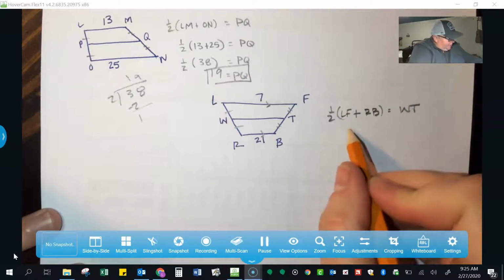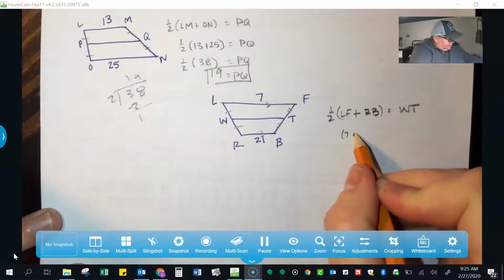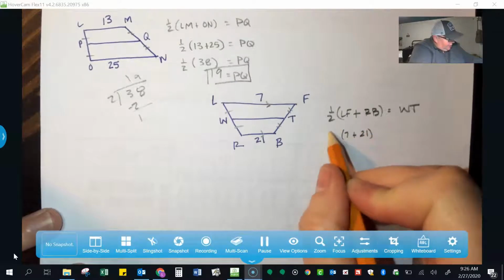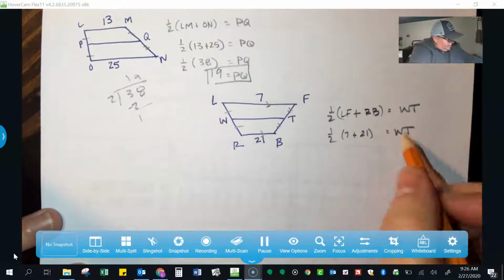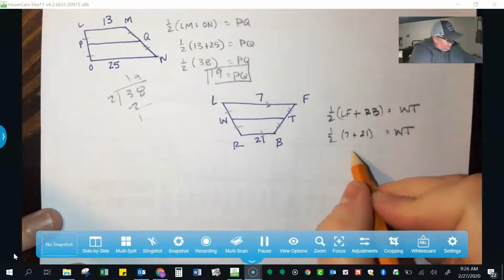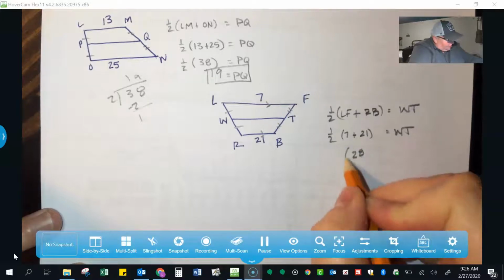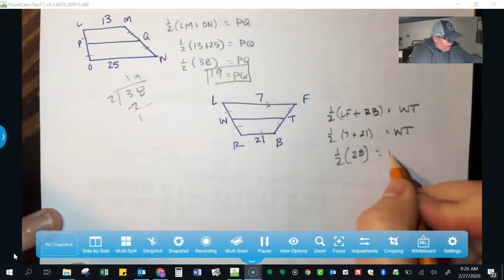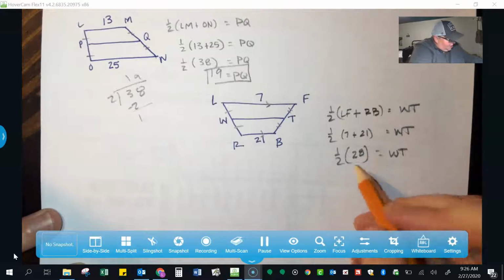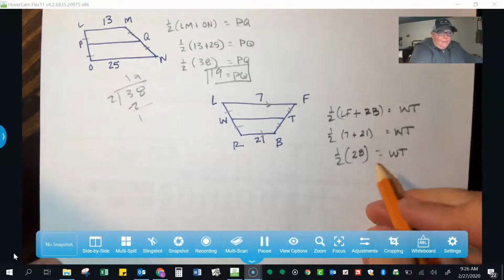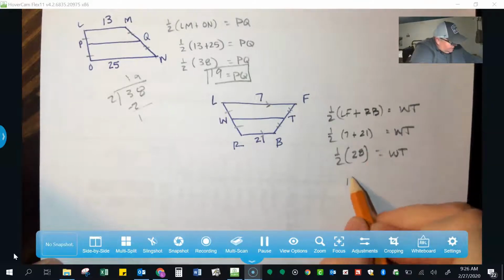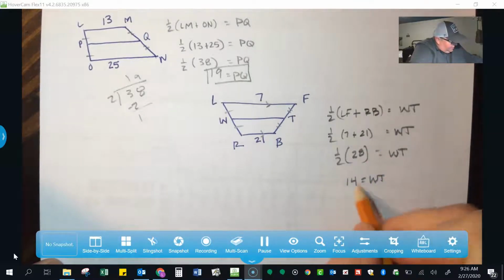So I'm going to take LF, which is 7, and RB, which is 21. I'm going to add them together and divide by 2, and that's going to give me the length of the mid-segment. All right, 7 and 21 is 28. So half of the sum of the bases, or some people like to say the average of the bases, is the length of the mid-segment.